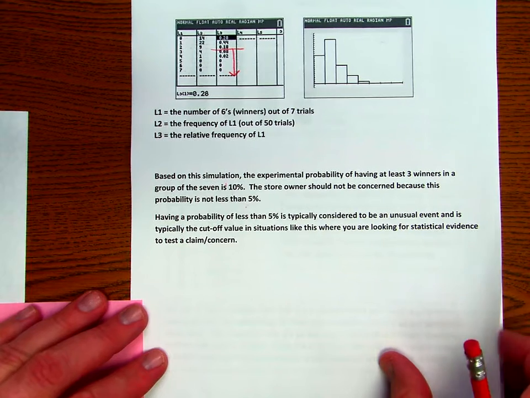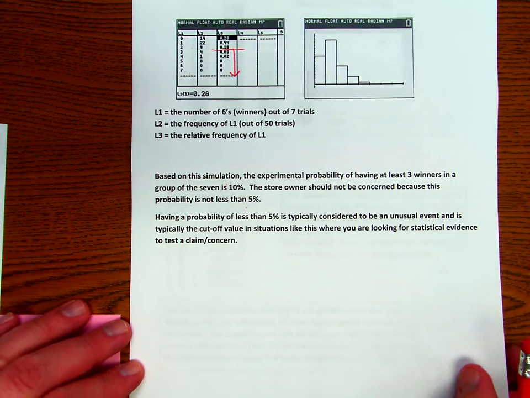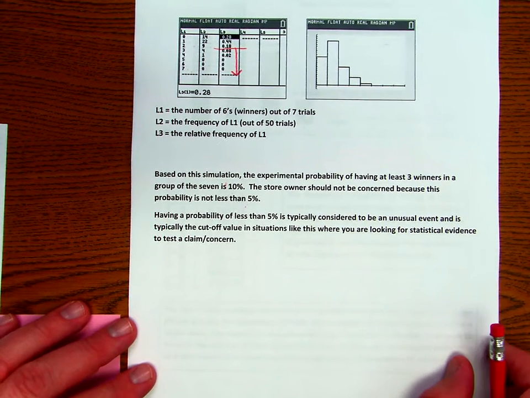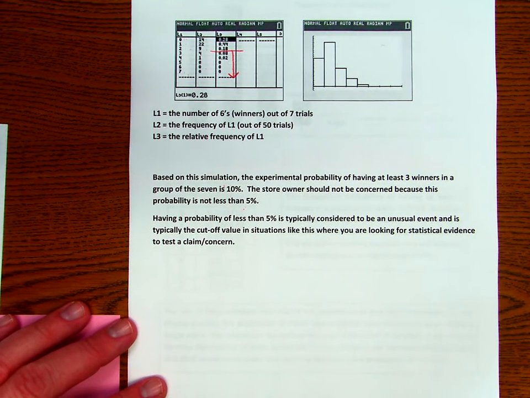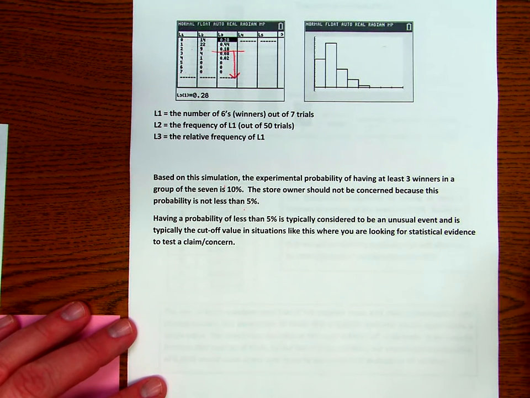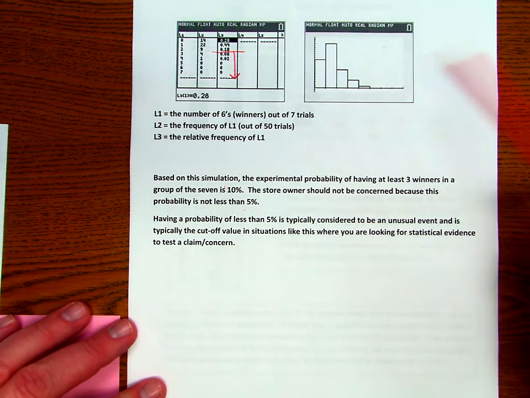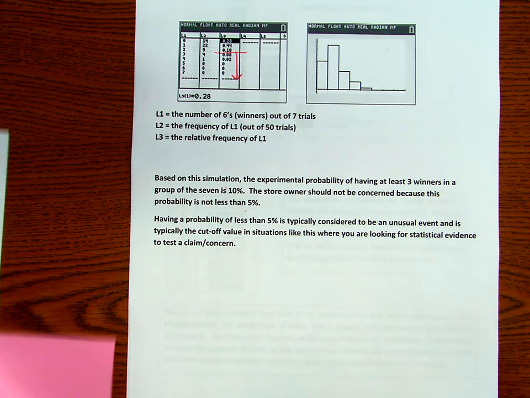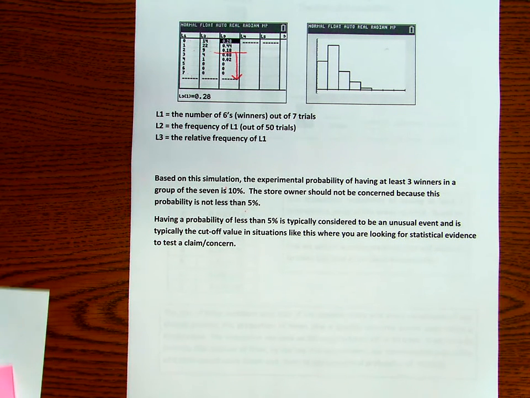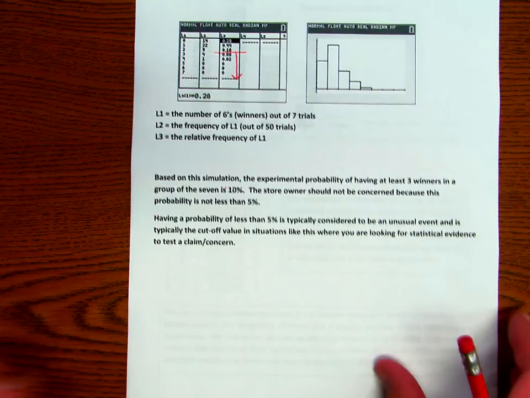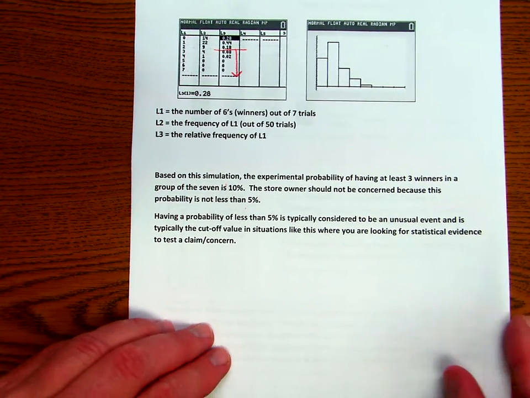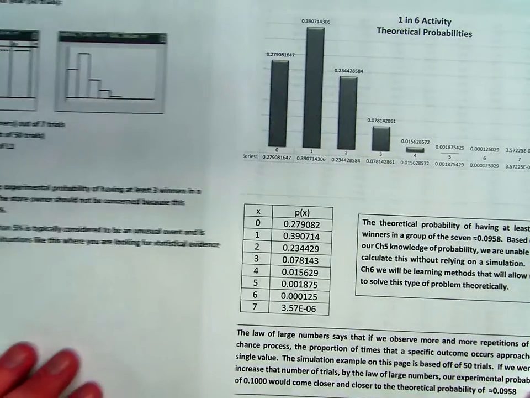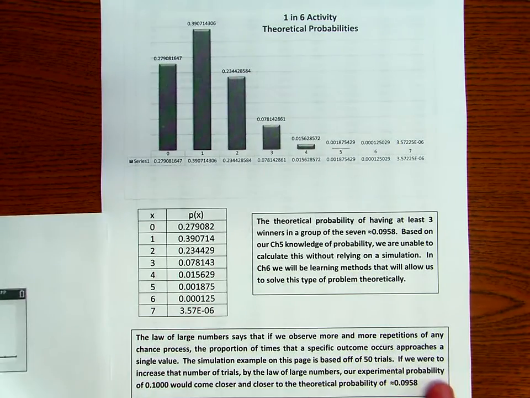All right. Now, based on what we know in Chapter 5, we don't have a way to calculate these probabilities theoretically. Turns out in Chapter 6, we are going to learn some stuff that would allow us to do this. But based on our knowledge right now, our only way to test this claim is by running a simulation. Well, how does our simulation compare to what would happen, or what the theoretical probability of what would happen is? So one quick thing is to compare the graphs.